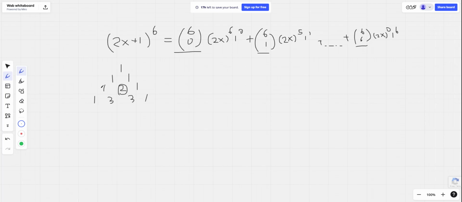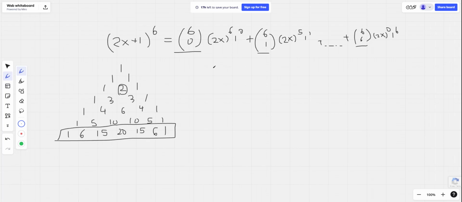Remember to put a 1 on the sides of row 3, row 4, row 5, and row 6, finally. Alright, so these 7 numbers are the ones that we want in our expansion. So I plug them in.